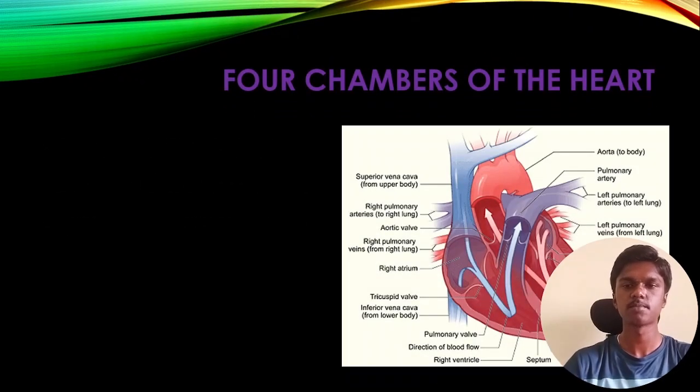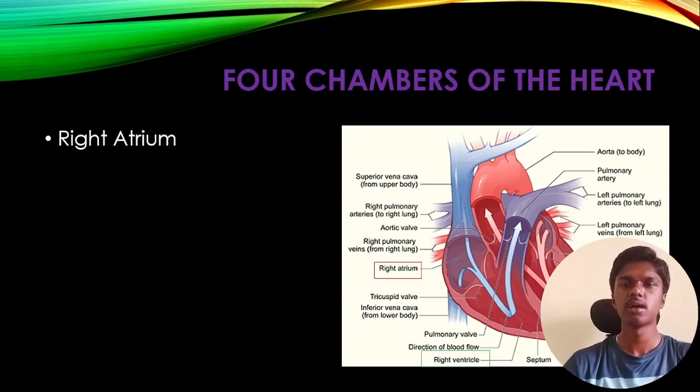Four chambers of the heart. The first chamber of the heart is the right atrium, then we have the right ventricle, then we have the left atrium and the left ventricle. So let's discuss these chambers in a bit of detail.